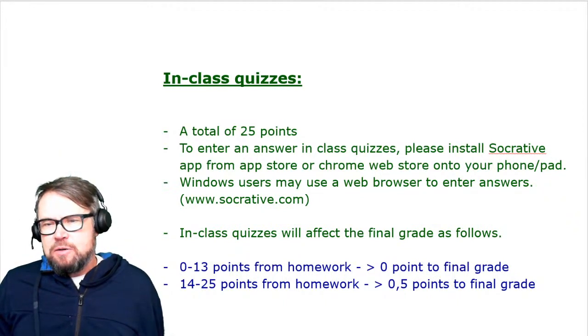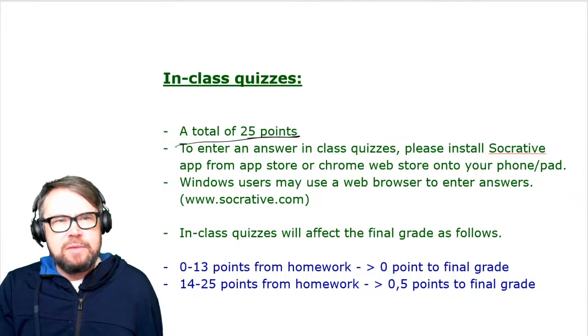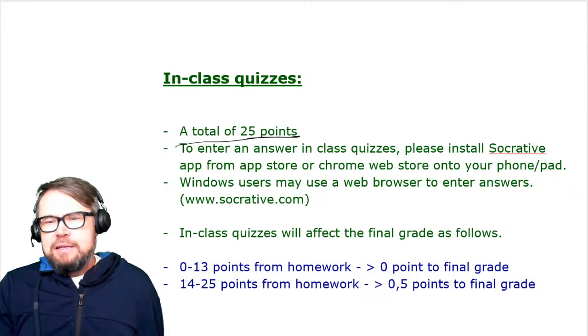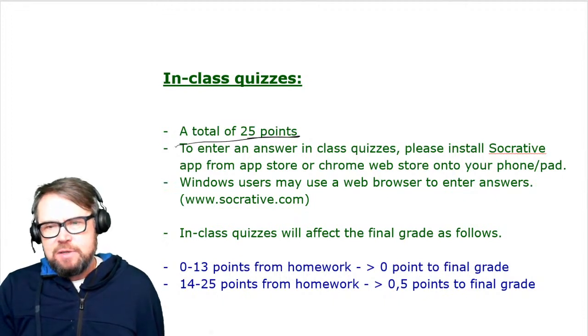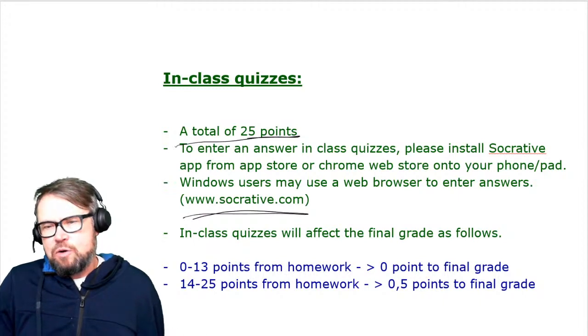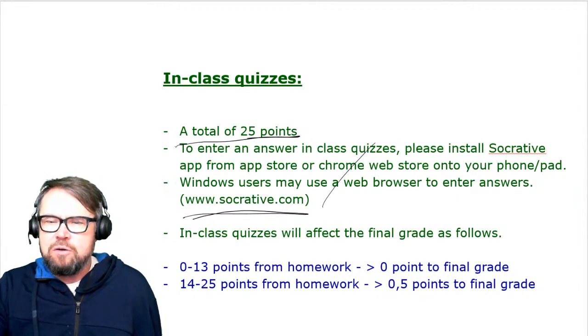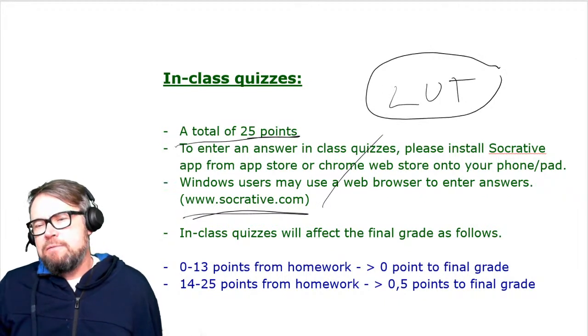In-class quizzes. So you know the business. We have a total of 25 points, and to enter your answers, you just install the Socrative app, or you use a browser, and you log in yourself to the Socrative website, and you log into the room, which is called LUT. LUT Room is waiting for you.